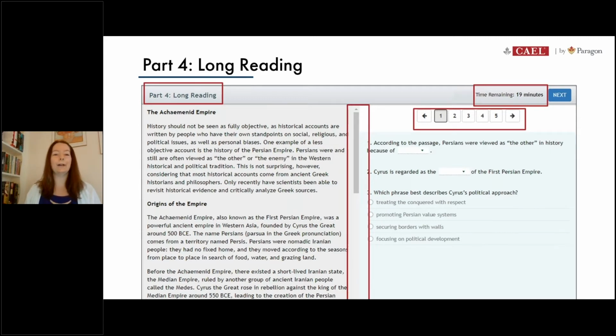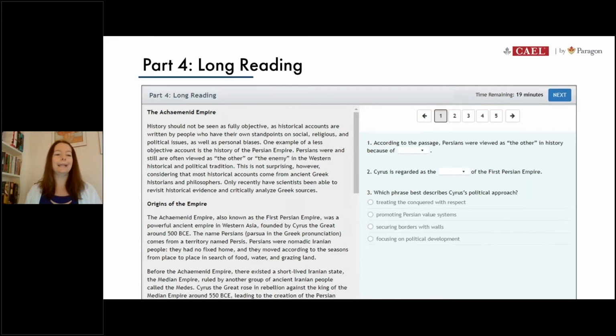So you would scroll down using this bar in the center of the screen to see exactly how long the text is. Right now we are looking at the first 2.5 paragraphs of this long text. The text itself is 9 paragraphs long for this question, and that's about average for the long reading passages on CAEL. Once you've previewed your page, and that should not take you more than 5 or 6 seconds really, it's done quickly.